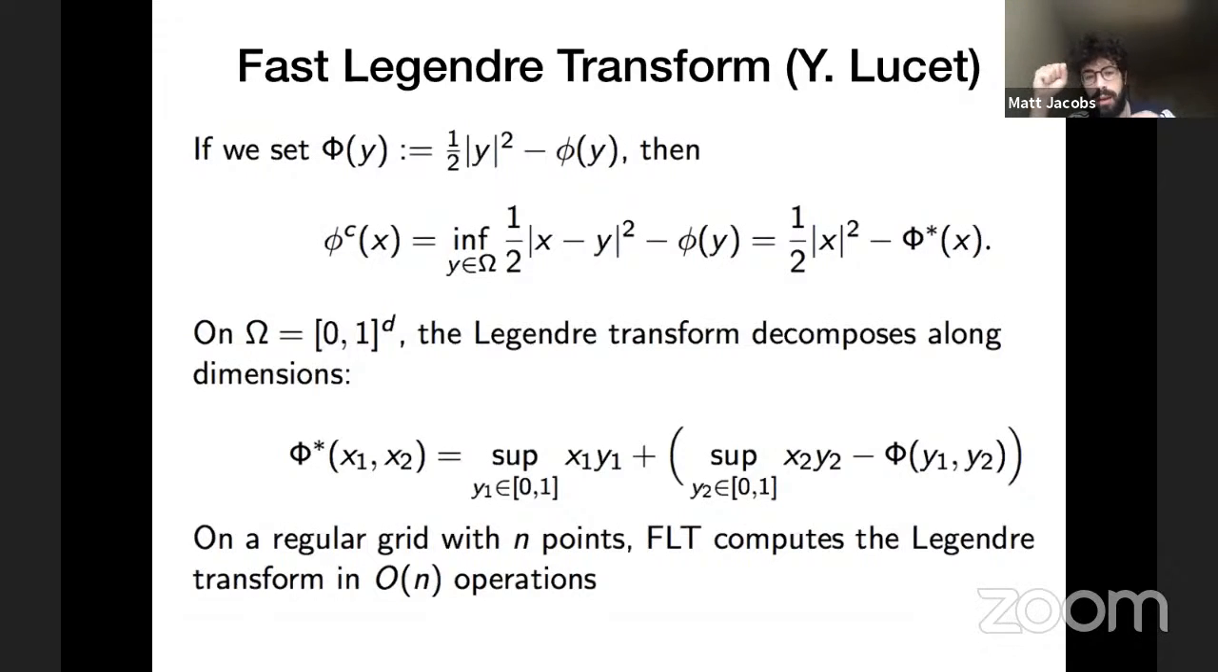And for example, in 2 dimensions, you can see that what you need to compute decomposes along all of the dimensions. What this means is essentially, I just need to compute a bunch of 1D Legendre transforms. So I do a Legendre 1D along horizontal lines, then I do it along vertical lines, and then I'm done. And the key is when you're doing that, all you need to do is compute a 1D convex hull. That's easy, and you can do it fast. So if you have n points, you can do this fast Legendre transform in O(n) operations.